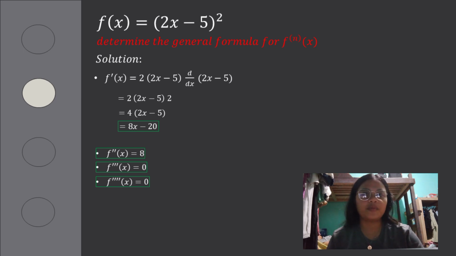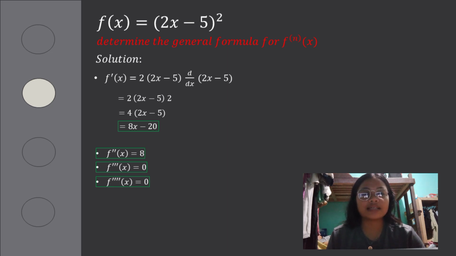So here is our problem. f of x equals (2x minus 5) raised to 2. So we need to determine the general formula for f raised to n of x. So solution.